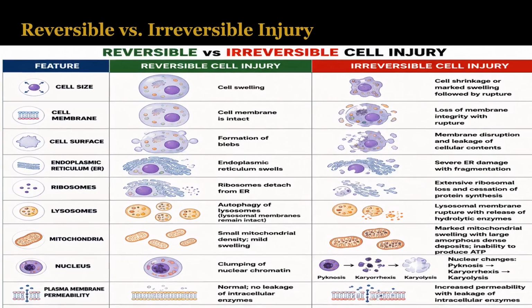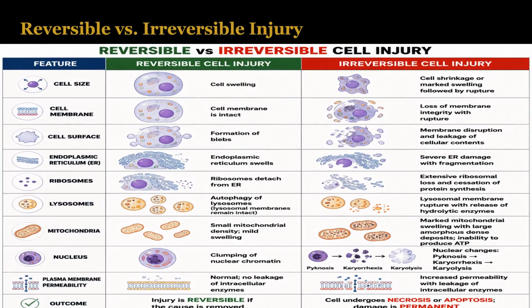So now let's talk about the differences between reversible cell injury and irreversible cell injury, which is asked in most of the exams. So let's look at this table. Let's start with the size. In reversible cell injury, we say the cell undergoes swelling. So cell swelling happens, whilst in irreversible cell injury, the cells undergo shrinkage. Let's look at the membrane. The cell membrane is intact in reversible cell injury, while in irreversible cell injury, there is loss of membrane integrity and the cell membrane is not intact.